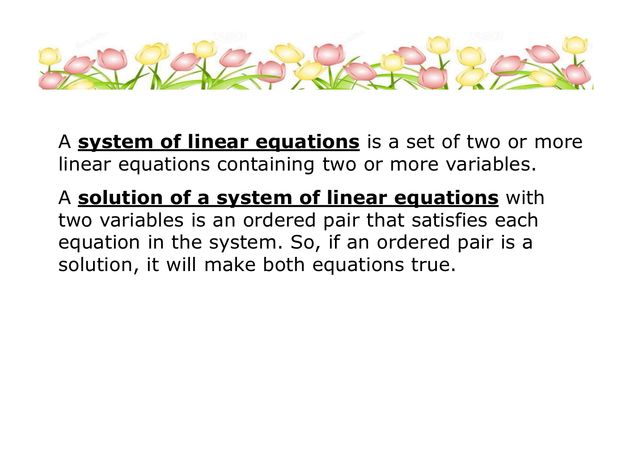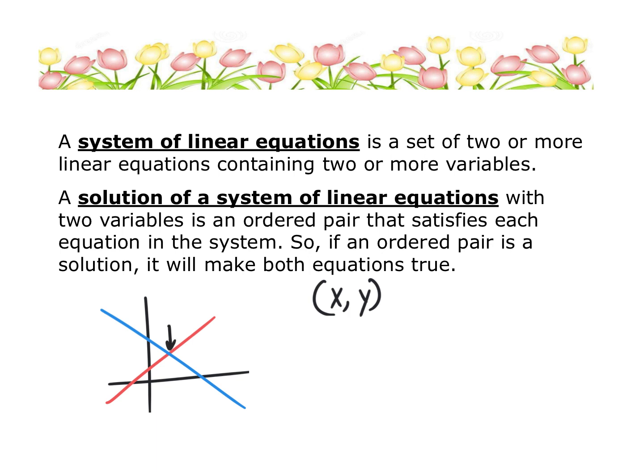And a solution of a system of linear equations with 2 variables is an ordered pair that satisfies each equation in the system. So if an ordered pair is a solution, it will make both equations true. Now, again, just so you guys remember, an ordered pair is going to be x, y. And let's say the graph from the other slide, I'm just going to redraw it. The point right there where the graph intersects is going to be the ordered pair solution, so the x, y.